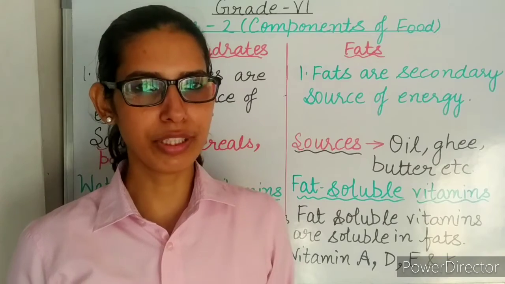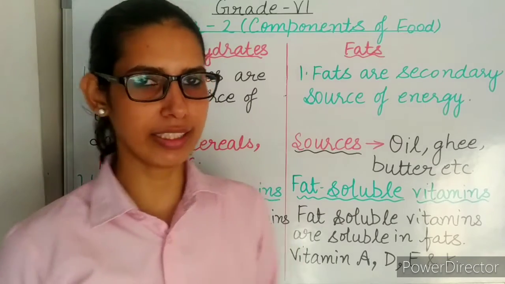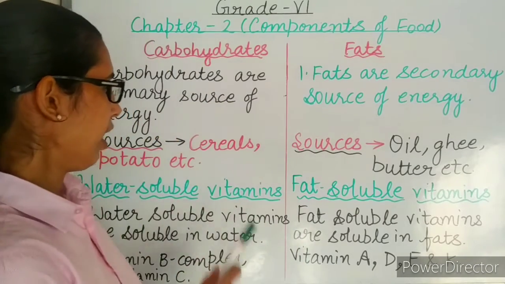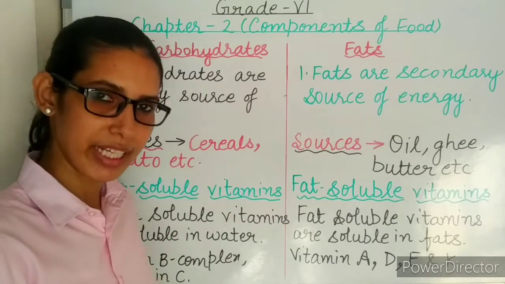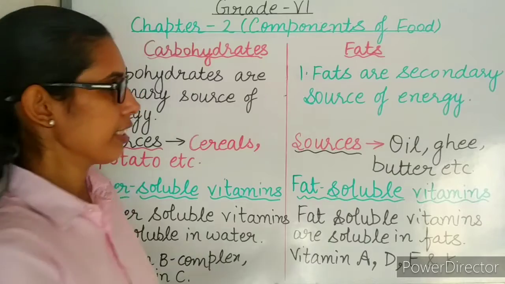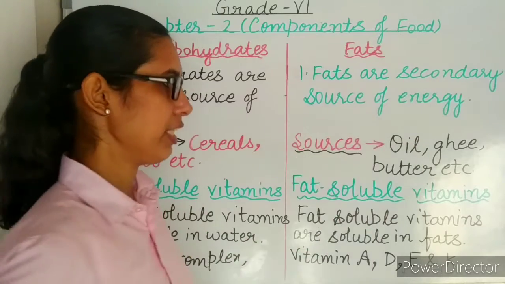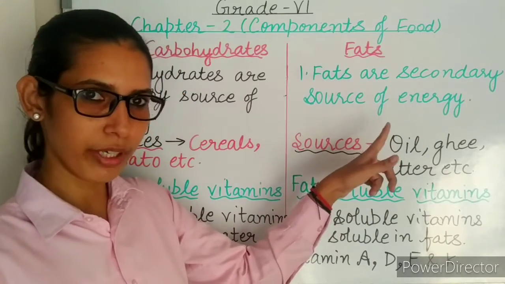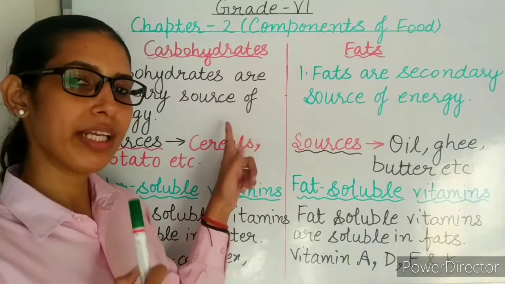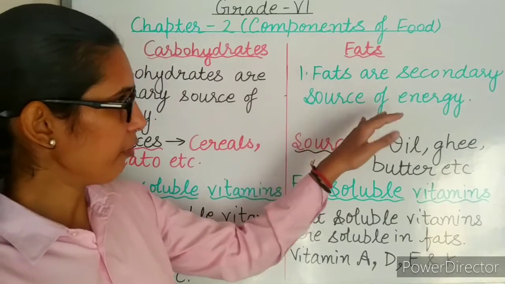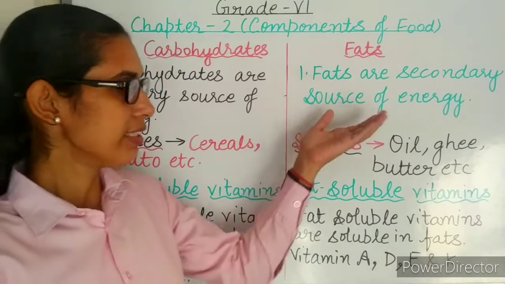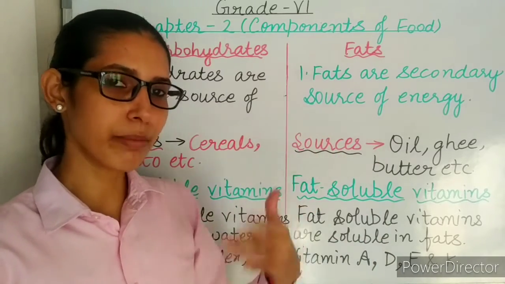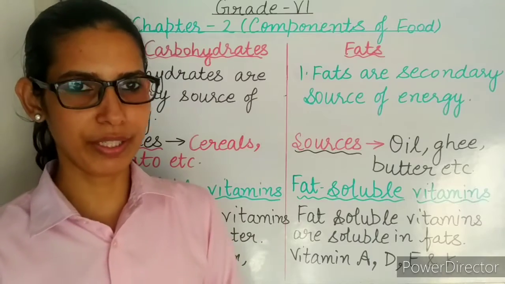First is, what is the difference between carbohydrates and fats? Carbohydrates are primary source of energy. Carbohydrates provide energy to the body. Fats are secondary source of energy. Fats also provide energy to the body, but carbohydrates provide energy quickly, whereas fats provide energy slowly. And fats provide more energy as compared to the same amount of carbohydrates.